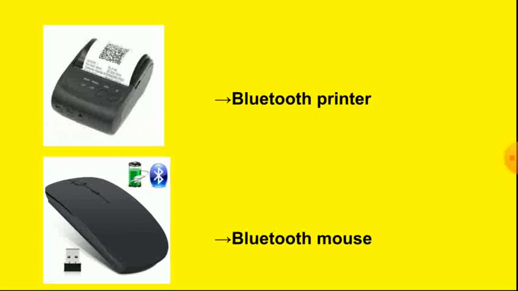First one is Bluetooth printer. Second is the Bluetooth mouse. These are some of the examples of Bluetooth devices: Bluetooth printer and Bluetooth mouse.